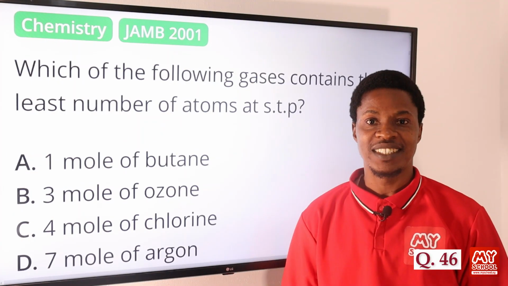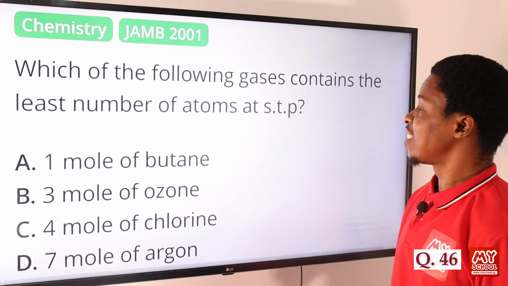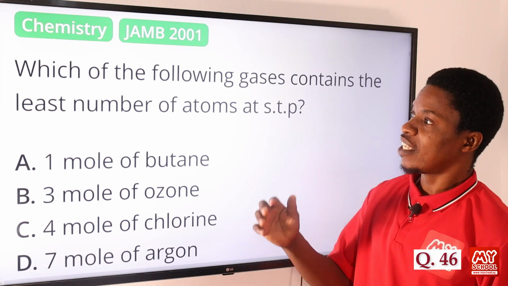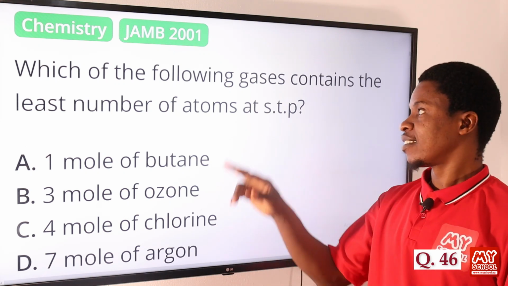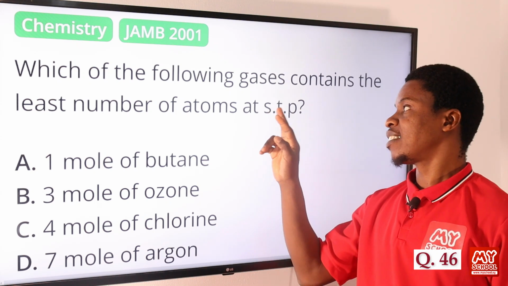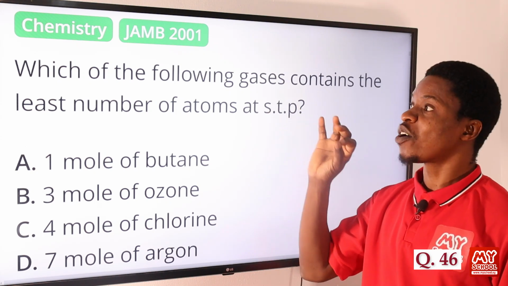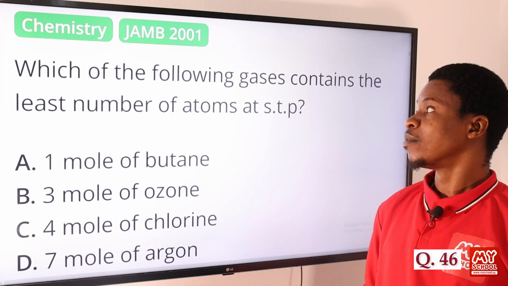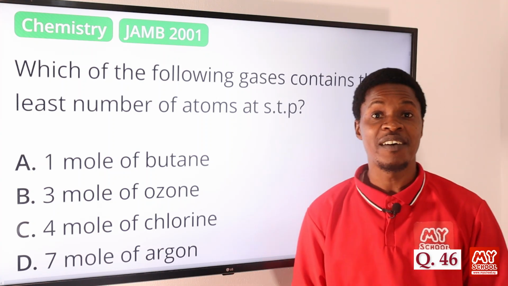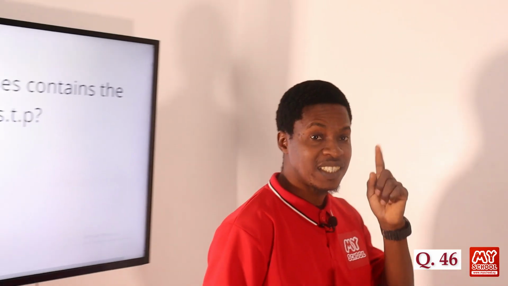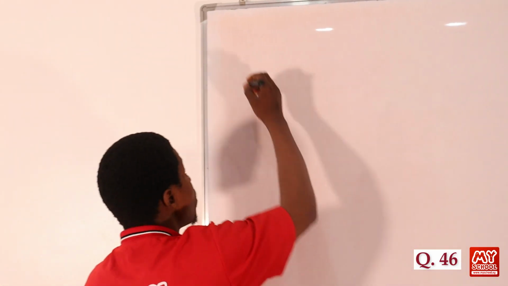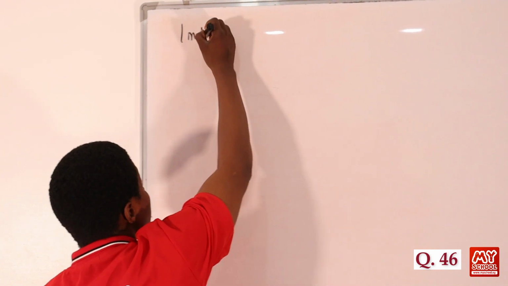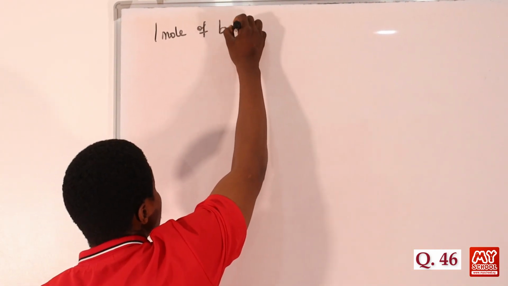Question number 46. Which of the following gases contains the least number of atoms at STP, standard temperature and pressure? So we are going to the board now and we will take them one after the other. The list, don't forget. Option A says 1 mole of butane.